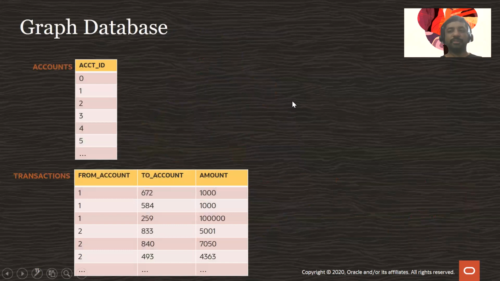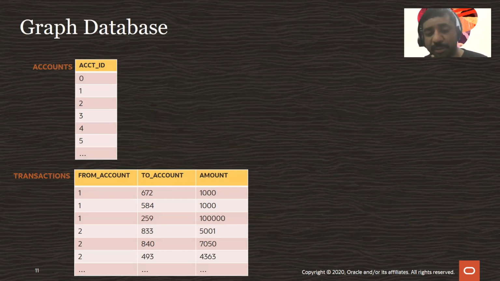All right, so let's look into a few more details. Traditionally, we will have the data stored in Oracle database. Let's take a very simple example. We have a table for accounts with account ID. We also have the transactions, which capture from where the transaction has originated, to which account it has been transferred, and the actual amount that was transferred. So they are all traditional database tables.